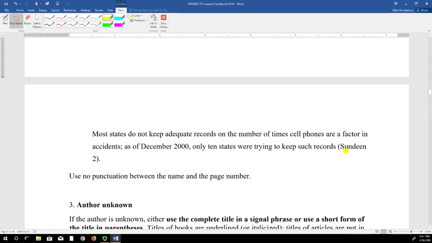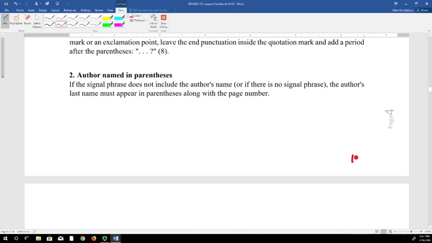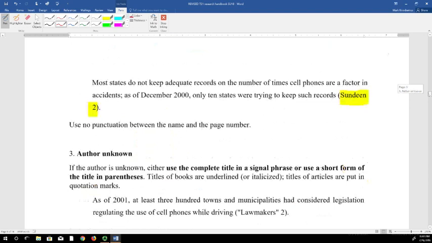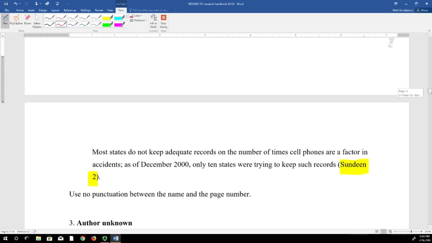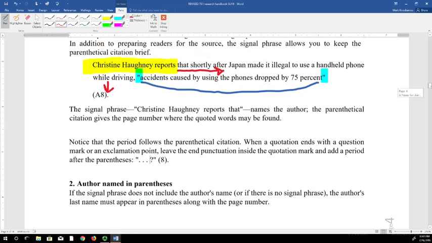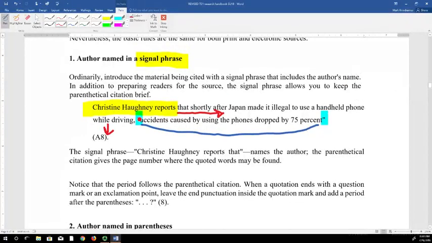Sundin 2. Now, at the end of the sentence, you'll notice that what do I have? I have parentheses, and then I put in the author's last name. Sorry for that jump. There we go. I put in the author's last name, and then 2. This is the page number. Now, why is the author's last name found at the end? And the answer is because the author's last name is not found at the beginning of the sentence.